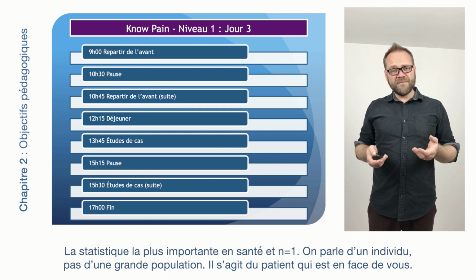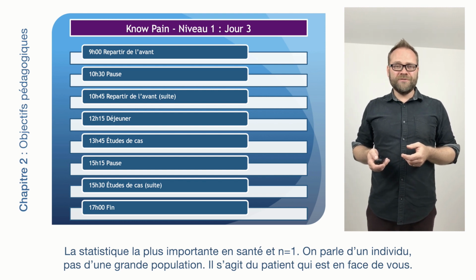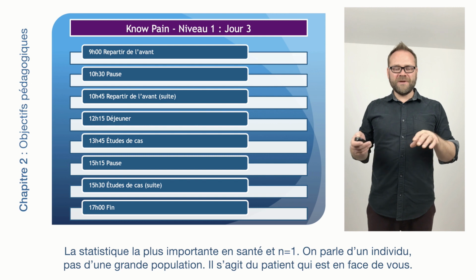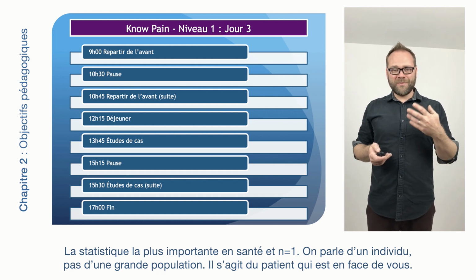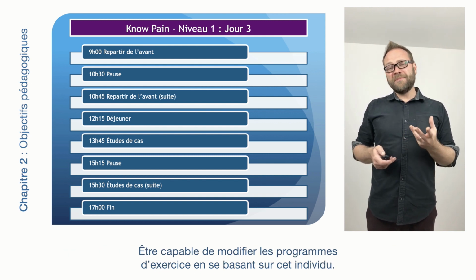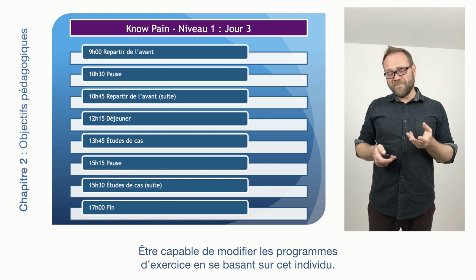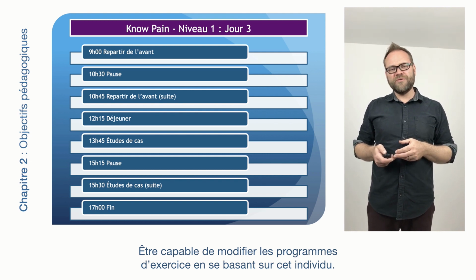This varies. The most important statistic in healthcare, N equals 1. It's about that one individual. It's not about big populations. It's about the patient that's in front of you. So being able to modify those exercise programs based on that individual, that's crucial.